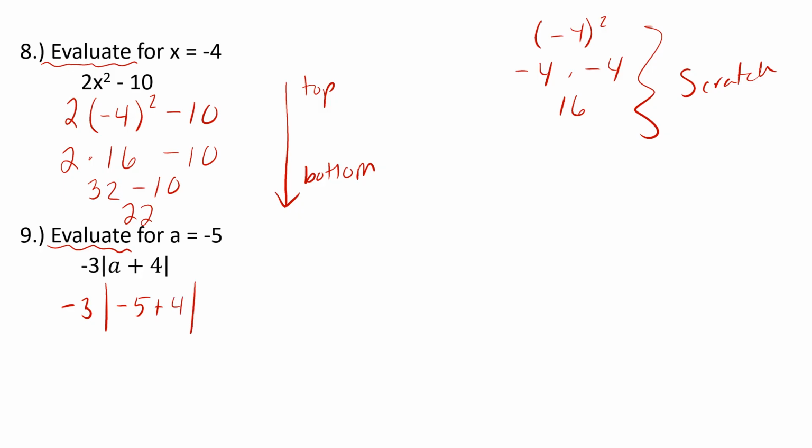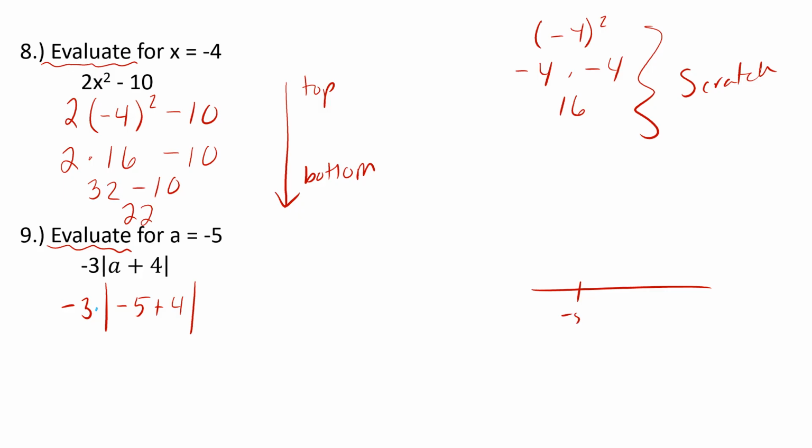And this right here is multiplication. Okay, so that is implied multiplication if you don't see an operator. So it's -3 times the absolute value of -5 plus 4. Absolute value is a grouping symbol, and so with the grouping symbol, it means that we will do that first.